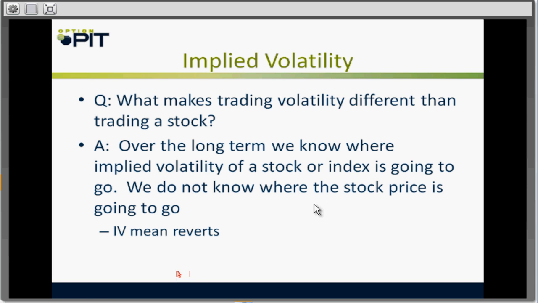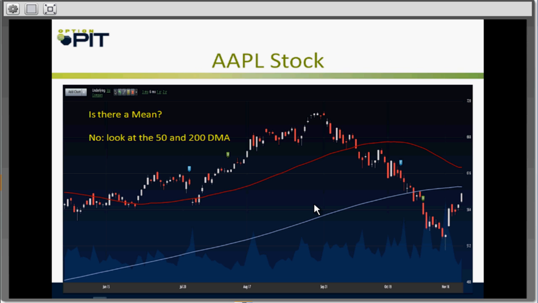But that's a really important thing to be aware of, that IV, the implied volatility, the insurance cost of an option, mean reverts. So, you look at Apple. This is from kind of end of November. If you look at the 50 and the 200-day moving averages, do either of those look like they show some mean reversion? You may say there's line reversion, but there's really no mean reversion.